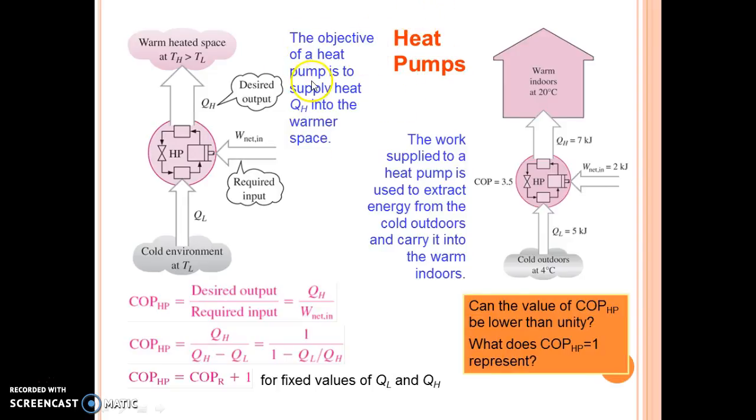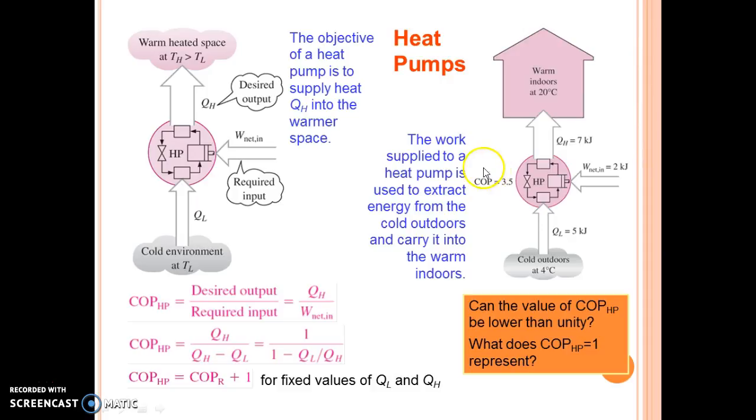Now the second topic is actually a heat pump. The objective of a heat pump is to supply heat QH into the warmer space. Earlier our required or desired effect was to extract heat from this portion. Now in the case of a heat pump, our desired output is to actually supply heat to the warmer heated space. Now a heat pump does the opposite effect of a refrigerator, right? Its working is similar to a refrigerator, but it does the opposite effect.